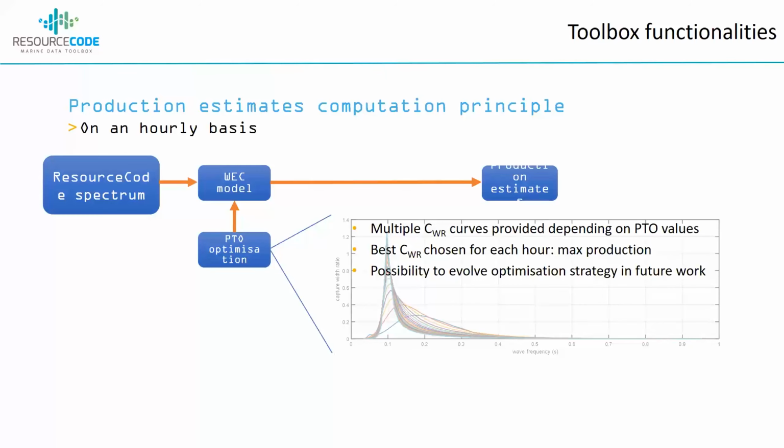Here there is an example of what can be done. For example, on an hourly basis, you take the Resourcecode spectrum as input in your wave model. You undergo some power takeoff optimization, and then you have an estimation of the production at each time step. There is an optimization behind, so you can have multiple curves, and you can estimate the production at each time step. So if you go to the next slide, Matt.